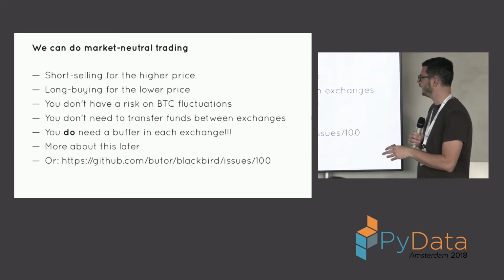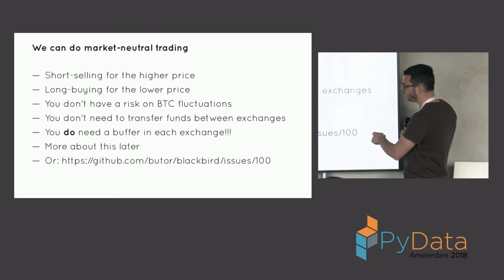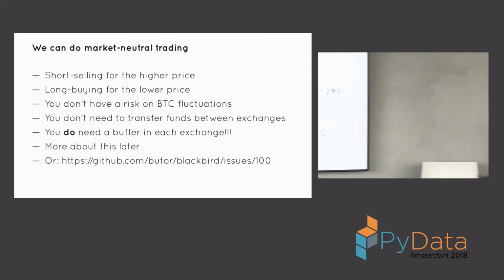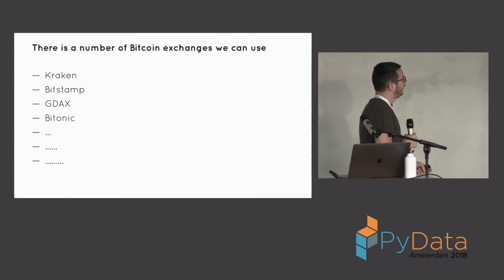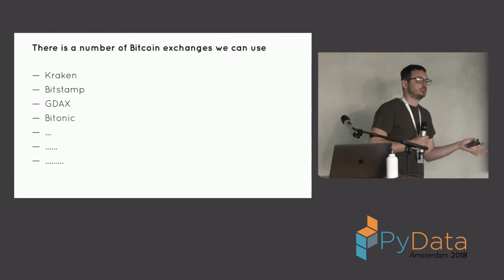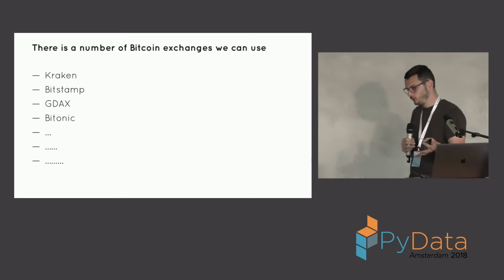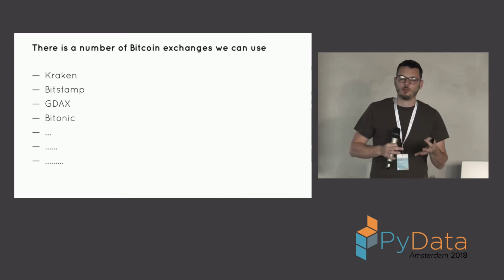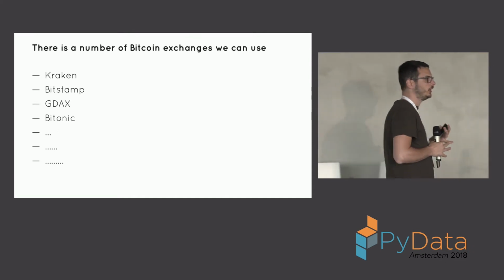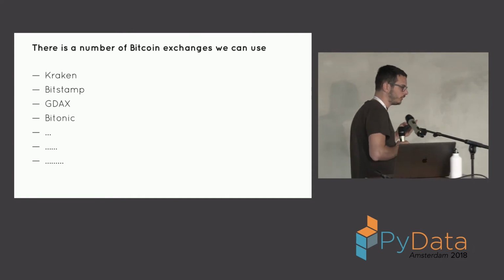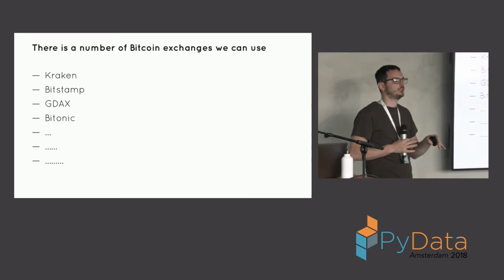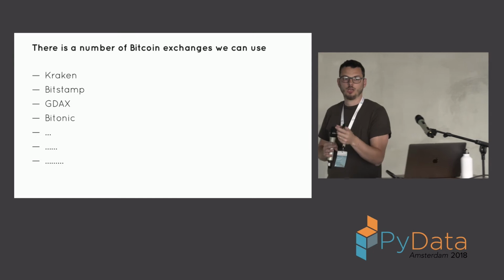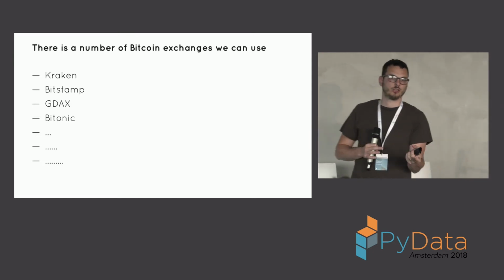If you want a longer explanation, either wait for the end of the talk, or you can go to this GitHub issue of Blackbird. There are a number of Bitcoin exchanges that we can poll to see if there is an arbitrage opportunity. Basically, an arbitrage opportunity is that we can buy from one exchange at a low price and sell on another exchange at the same moment for a higher price, and we take the delta minus the transaction costs.